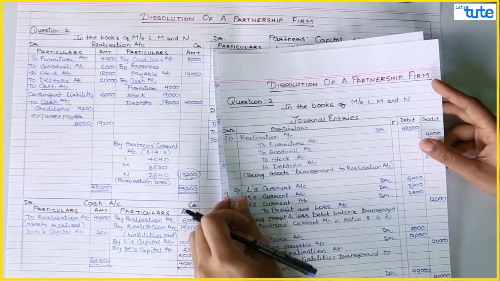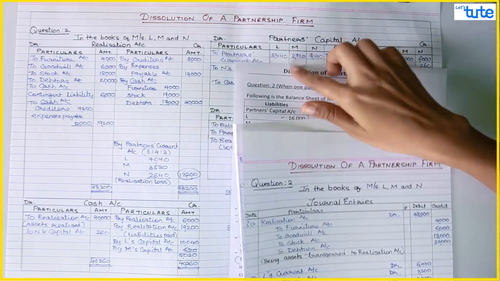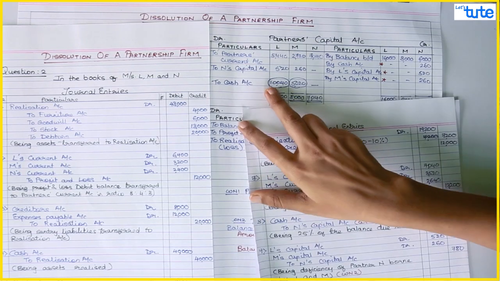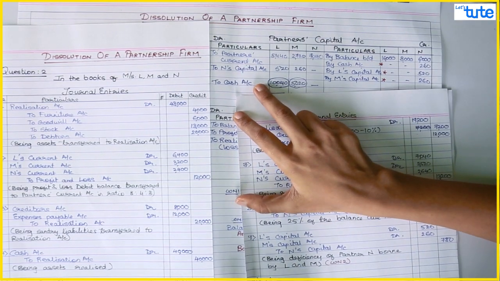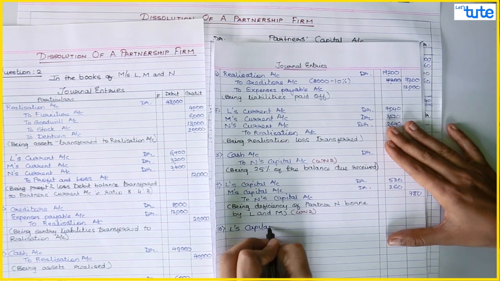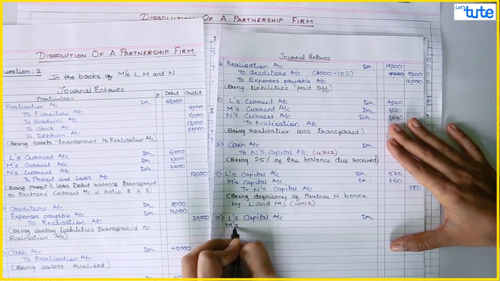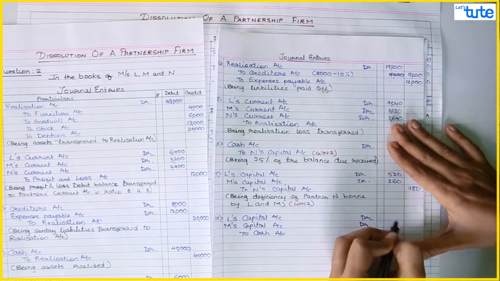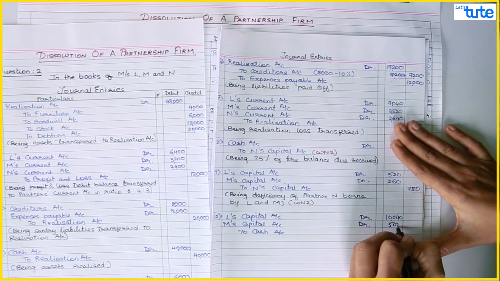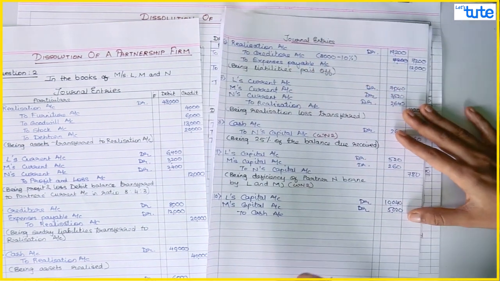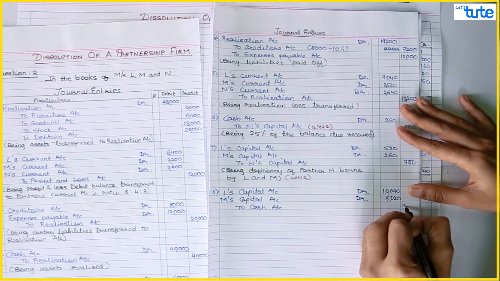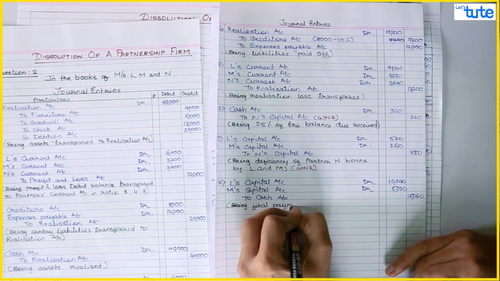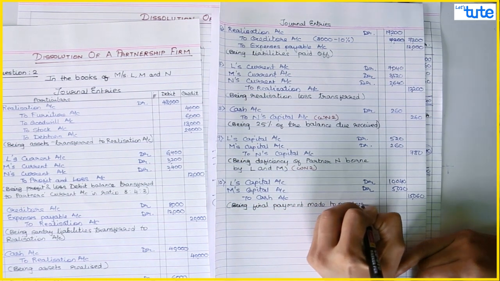If we just see the journal entries, when you make the payment, we just need the last final entry of this payment made to the partners. Don't forget this. L's capital account debit, M's capital account debit to cash account. This is full and final settlement. 10,040, 5,020, 5,020, and this is 15,060 being final payment made to partners.